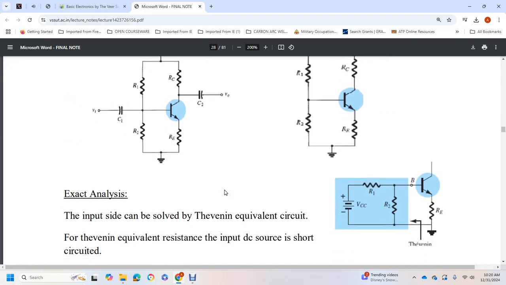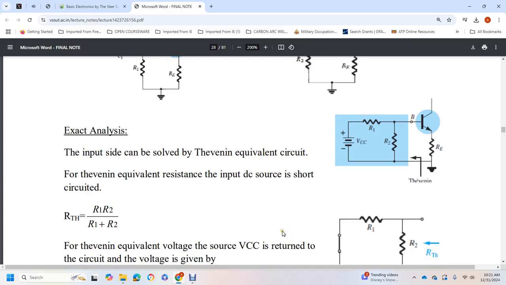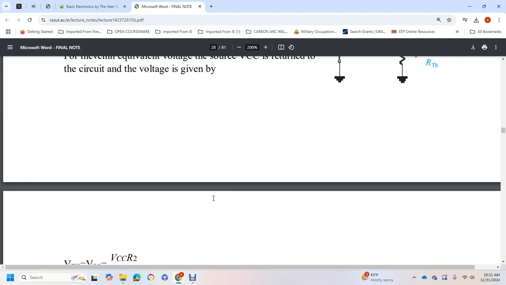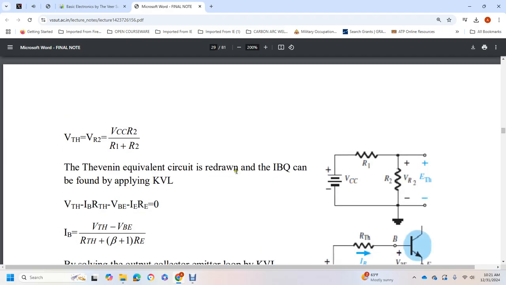Exact analysis. Input side is replaced by the Thevenin equivalent circuit, where the Thevenin equivalent resistance is found with the input DC source short circuited. The resistance Thevenin is equal to R1 times R2 over R1 plus R2. The Thevenin equivalent voltage is the open circuit voltage, given by the Thevenin equation, and IBQ is found by applying the KVL.